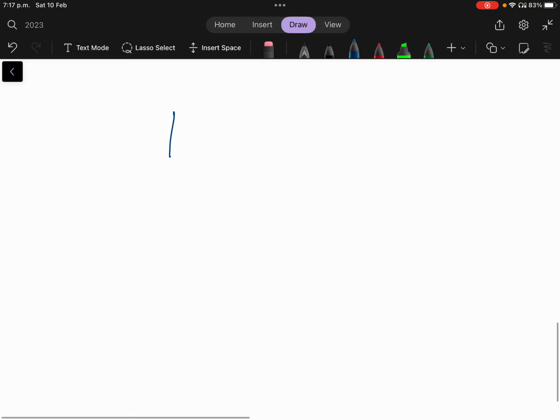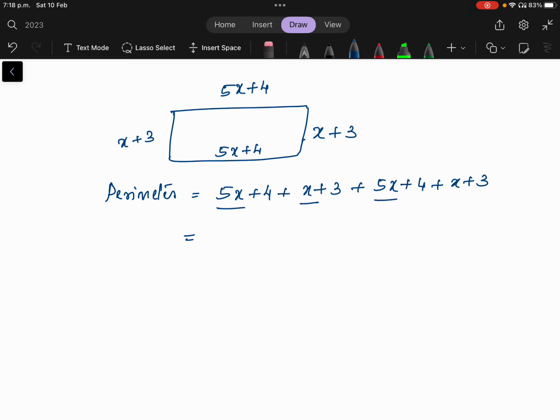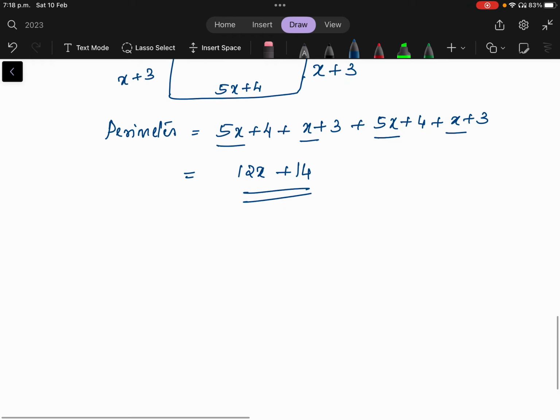Now you can have some questions like saying that if this is a rectangle and this side is x plus 3 and this side is 5x plus 4, find the perimeter. How will you find the perimeter? Perimeter means adding all the sides together. So if this side is 5x plus 4, this will also be 5x plus 4, and this will be x plus 3. So adding all the sides means 5x plus 4 plus x plus 3 plus 5x plus 4 plus x plus 3. Then you add all the like terms together. So 5 plus 5, 10, 11, 12. So 12x plus 14. Just as simple as that.